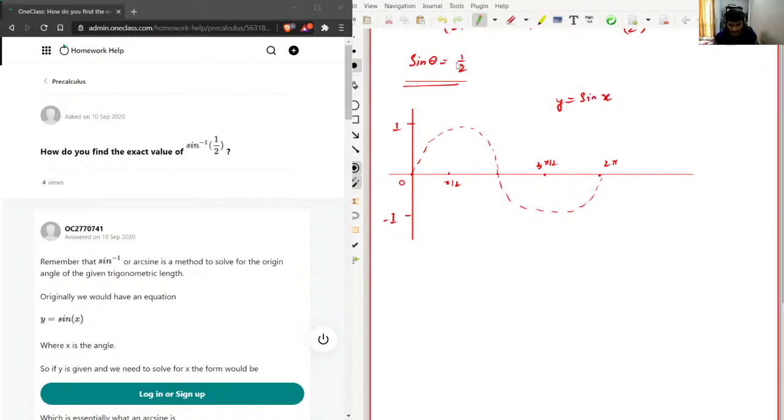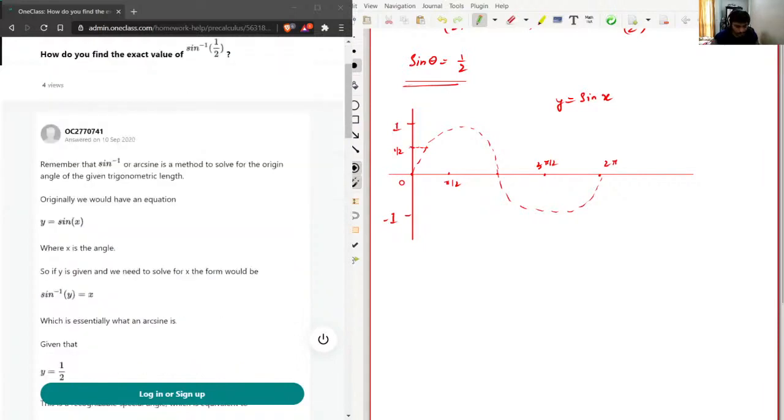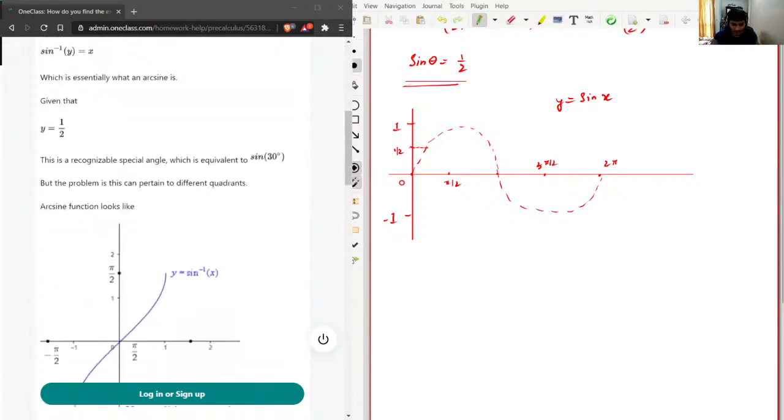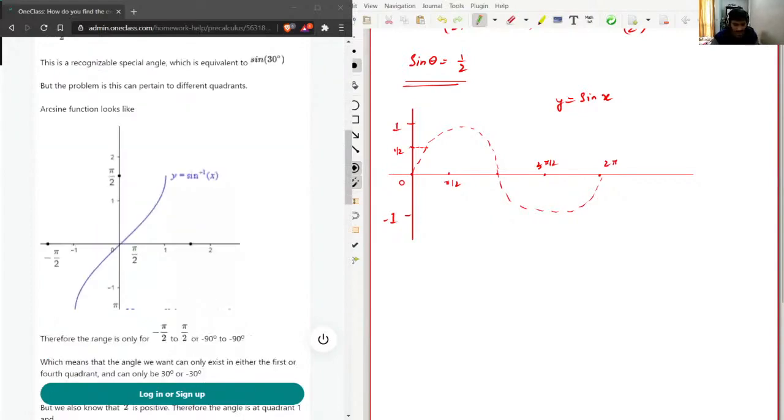Now for this case, we need to find the value at 1 by 2. With this graph, I don't think that we would be able to find the value. Clearly I know the answer: that is sine of 30 degrees is half. But let's see the solution given here also. Obviously, if you have more coordinates specified, like for y equal to 1 by 2, if the angle is specified for this coordinate, then you can directly get the answer.